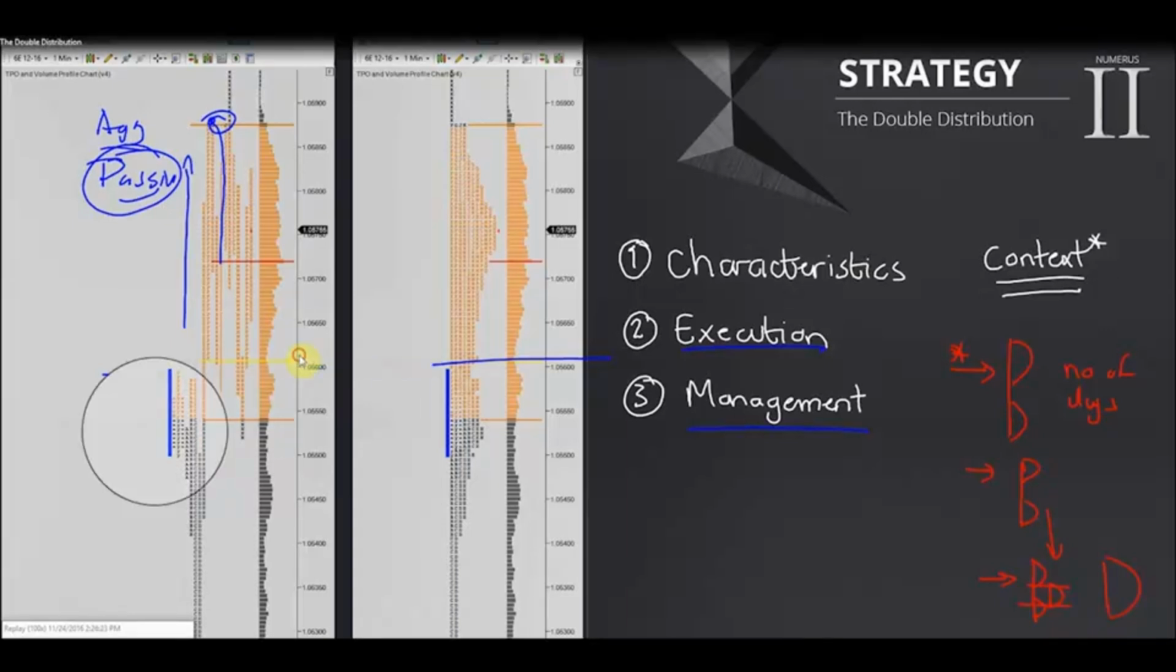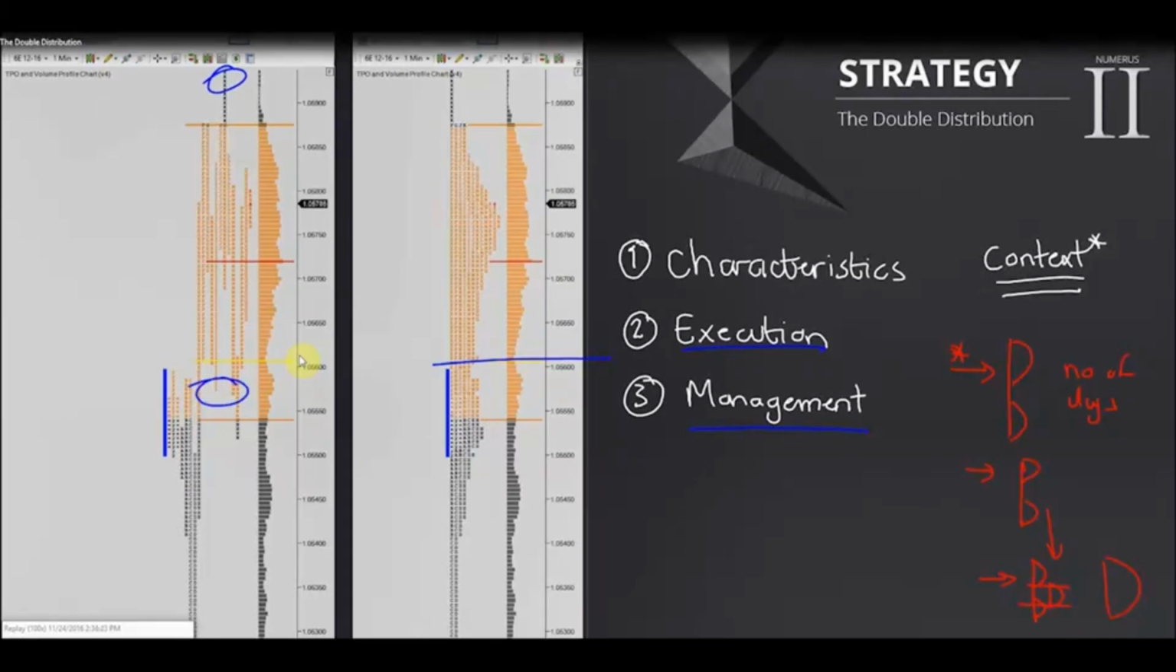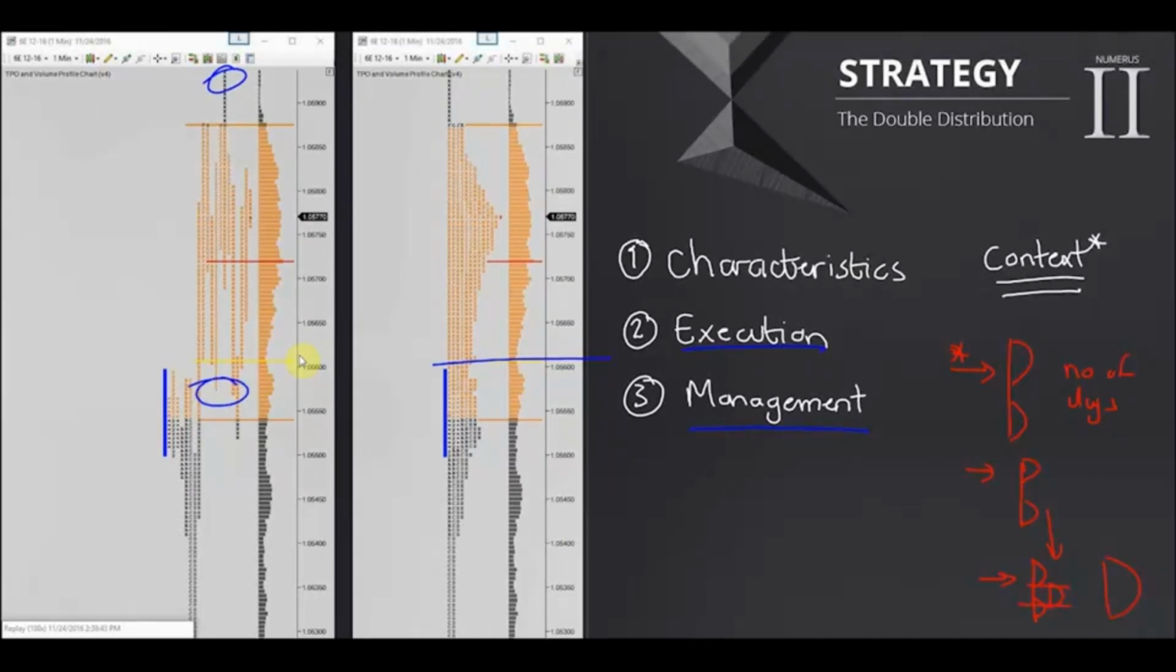Now, just to finish off, notice how the market, once it's found a high point and a low point, continues to do what the strategy suggests, which is that when we have a double distribution, we fill out and fill in the area.